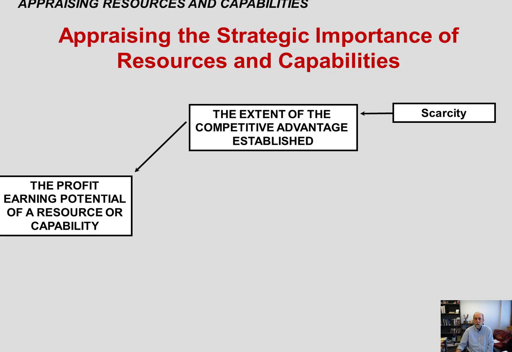However, it's got to be paired with a second factor, which is relevance. That is, it must be something that the market cares about, or at least something that you can turn into something the market cares about. It's got to be a capability that leads you to lower prices, to the ability to differentiate based on things like quality or innovation or image. It's got to be able to be turned into something that allows you to address the key success factors in the industry. Again, something that the market cares about.